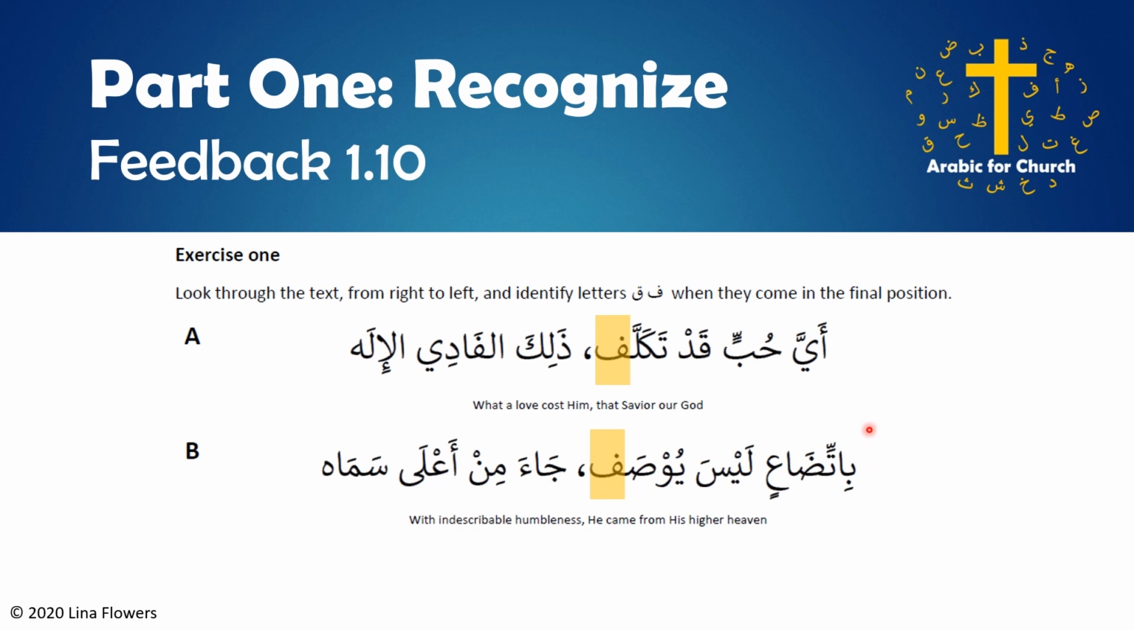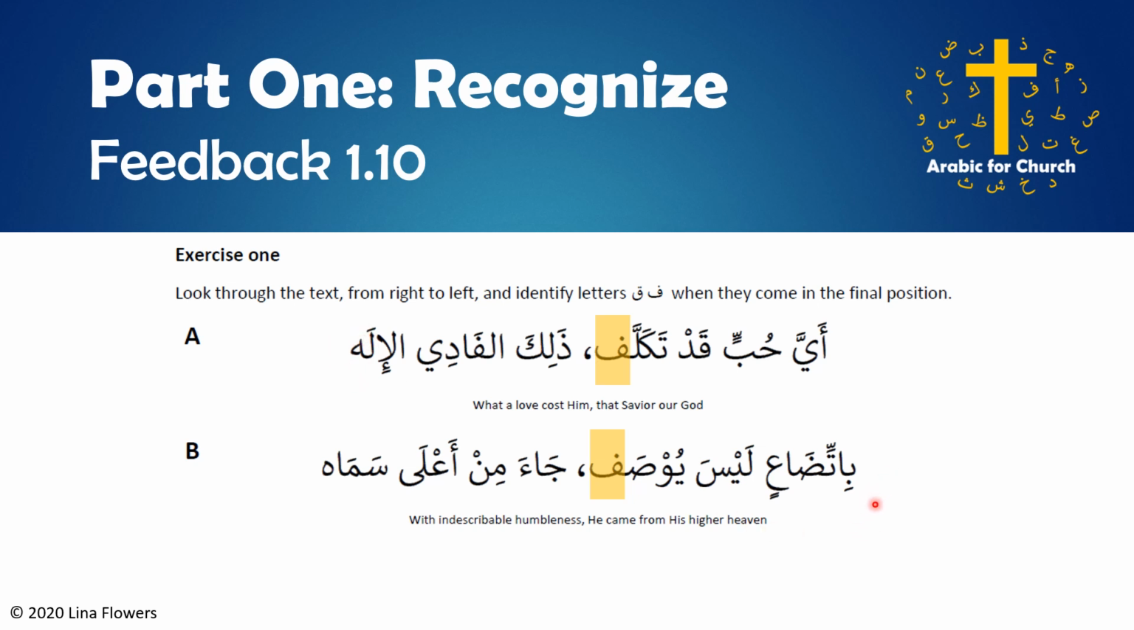So let's look for a Fa or a Qaf in A. We don't know this one. We know this is a Ba connected. This is a Dal connected. And this is the letter Fa. And also you can see the connector over here. We haven't learned this one or that one. Remember, this is not a tight tab because it doesn't have the two dots.